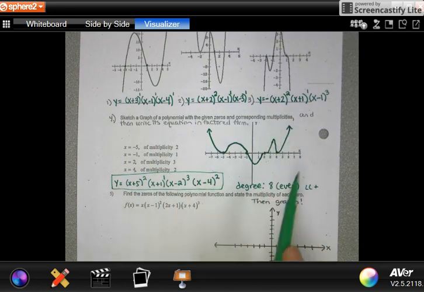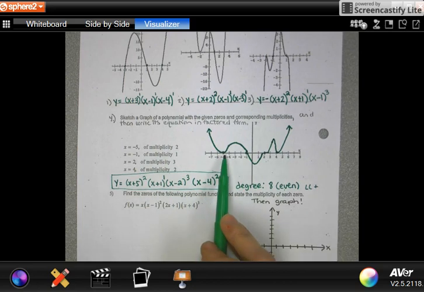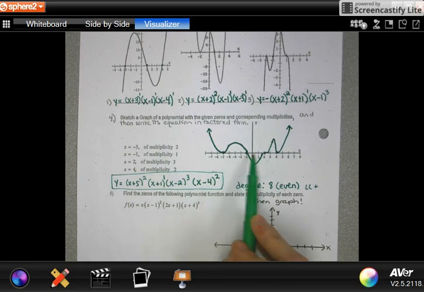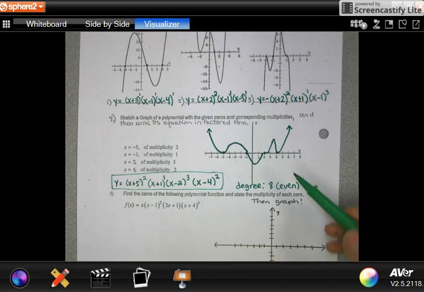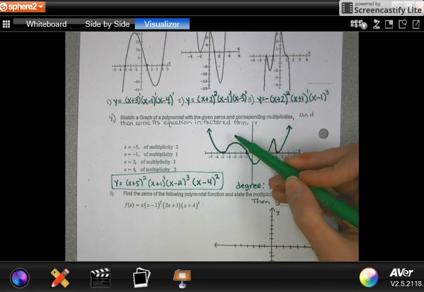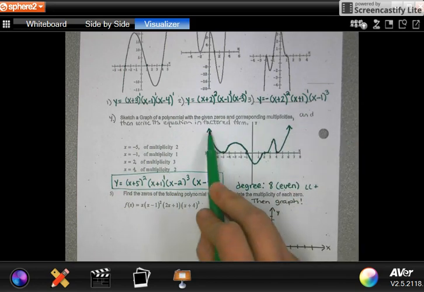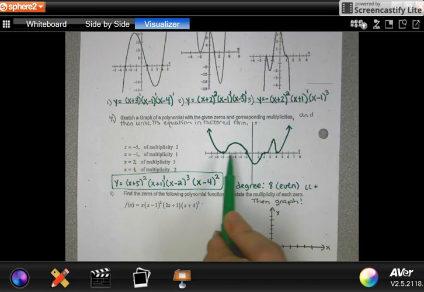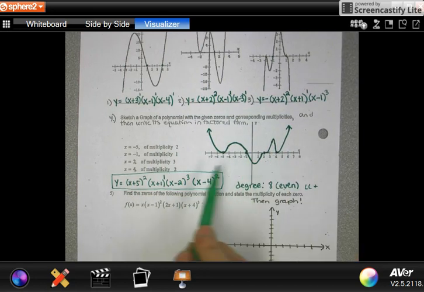Start it and stop it based on if it's an even or odd degree, leading coefficient positive or negative. Okay, connect from left to right, do what each multiplicity should do at the 0. And at these little bumps here, I don't really care how high up or down you go. I'm looking at, did you start and stop the graph where you should? And at each 0, is it doing what the multiplicity said it should do?